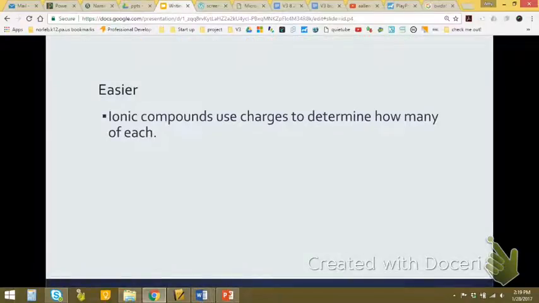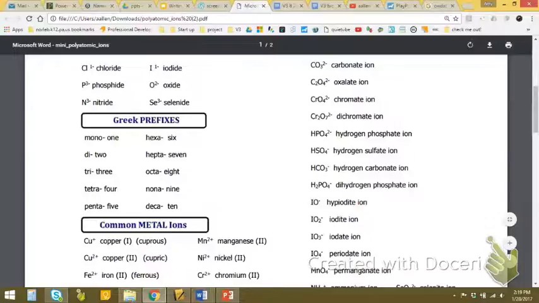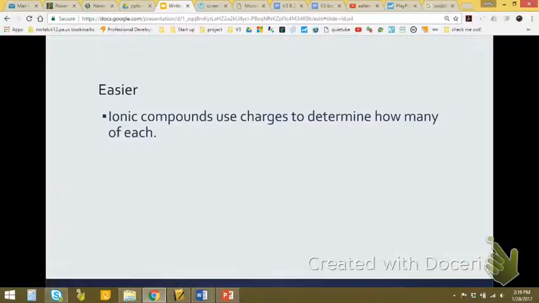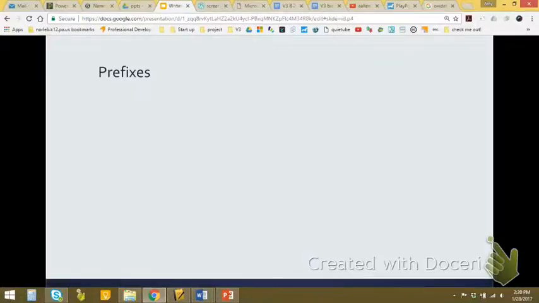This is actually an easier thing to write formulas for and to name. And here's where we're also going to go into using these Greek prefixes. Ionic compounds, we know, use charges to determine how many atoms of each there are. So you have to figure out the charges, and then you have to figure out the numbers. But for a molecular compound, the name just plain old tells you the number of atoms that you have. And you use those prefixes to tell you that number.